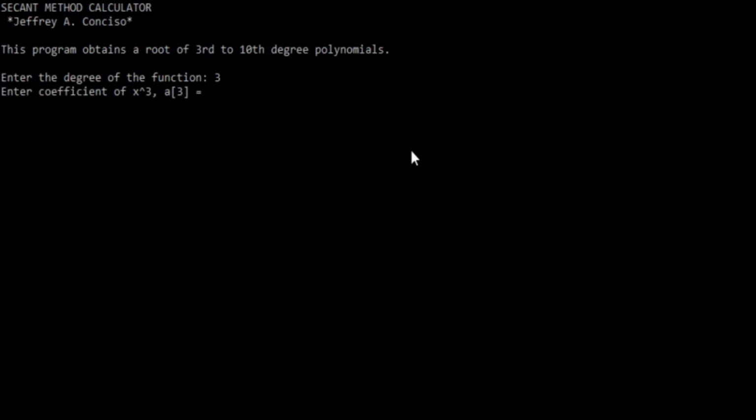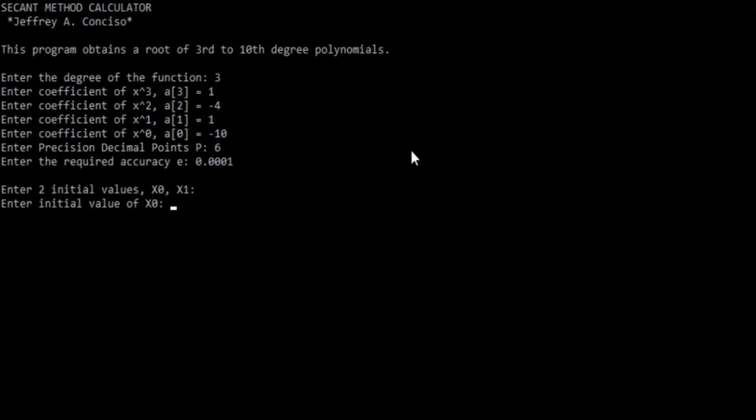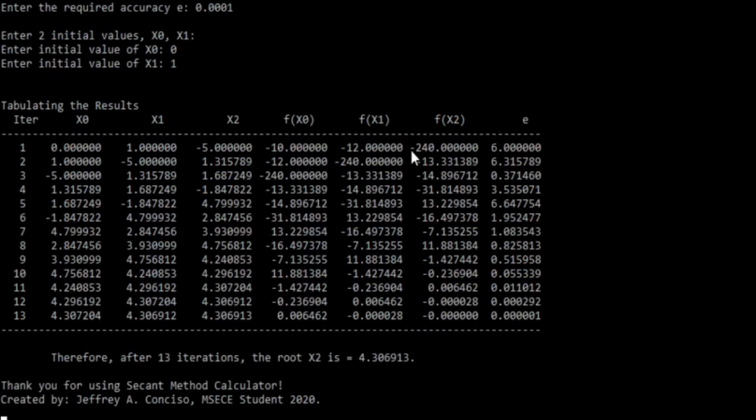We will enter the degree of the function as 3, and then the coefficient of x cubed is 1. The coefficient of x squared is equal to -4. The coefficient of x is 1, and the value of a sub 0 is -10. We will also enter the precision at 6, the accuracy at 0.001, and then x sub 0 is equal to 0 and x sub 1 is equal to 1.